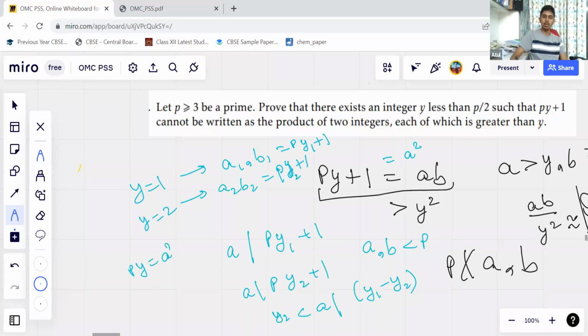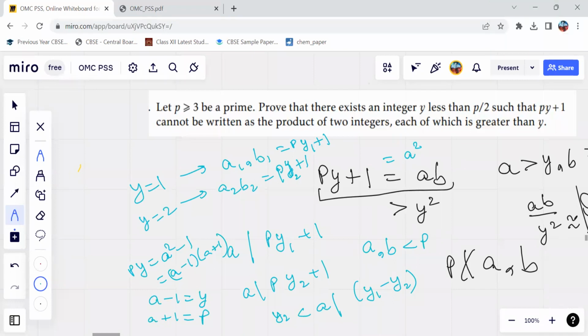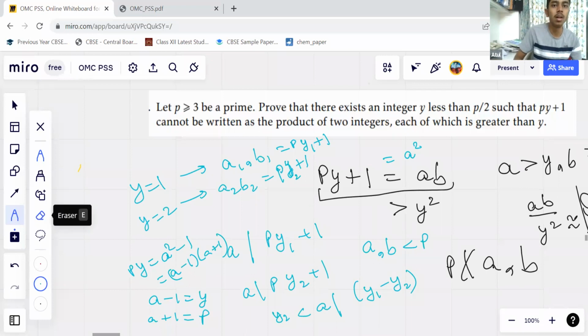In that case, you would need py equals (A minus 1)(A plus 1), because both A minus 1 and A plus 1 are at least y. y can't really contribute to the other factor, so you would require that A minus 1 equals y and A plus 1 equals p. But this fails because y is also less than p by 2. So this is not possible.